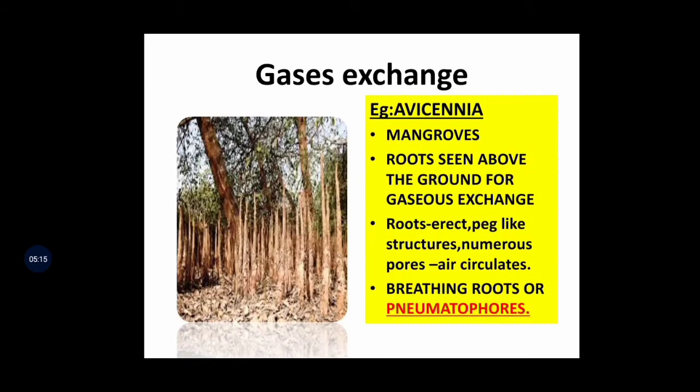The next function is gaseous exchange. Avicennia is a tree which grows in mangroves or swamps. They have roots which are seen above the ground for the purpose of gaseous exchange. These roots are erect, peg-like structures with numerous pores through which air circulates. These roots are called breathing roots or pneumatophores.